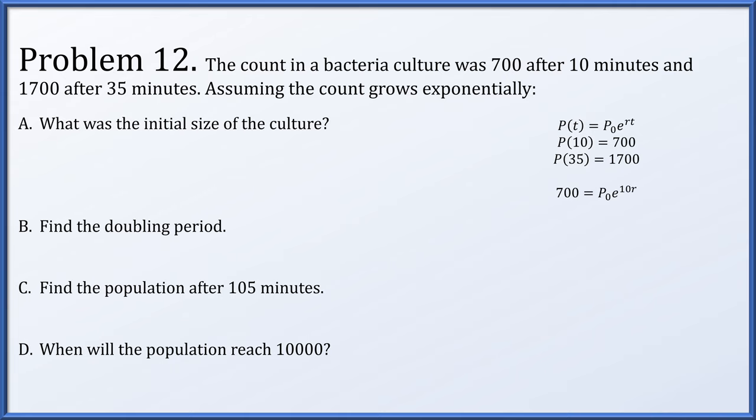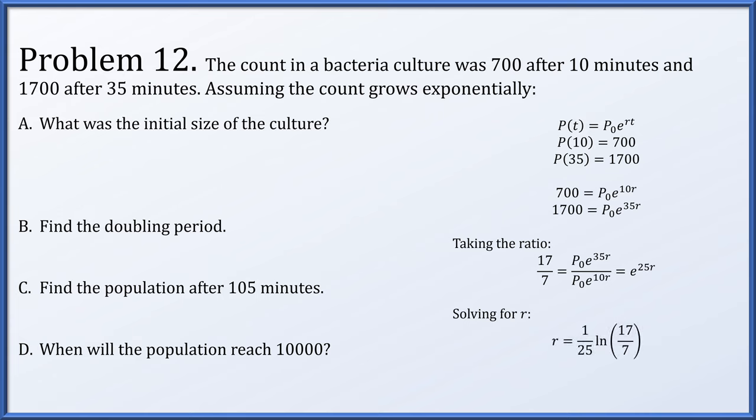So 700 must be the initial population times e to the 10r, and 1700 must be the initial population times e to the 35r. We can take a ratio of these two things. The p-naughts cancel out, but we end up with the nice ratio 17 over 7 is e to the 25r. We can solve that for r by taking a log and dividing by 25. R is exactly 1 over 25 times the natural log of 17 over 7.